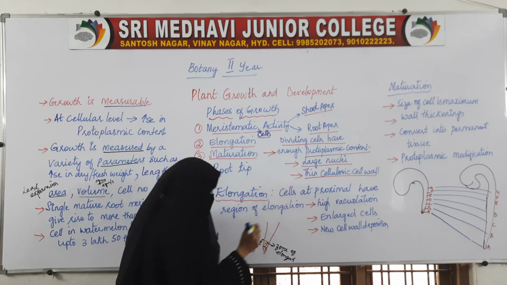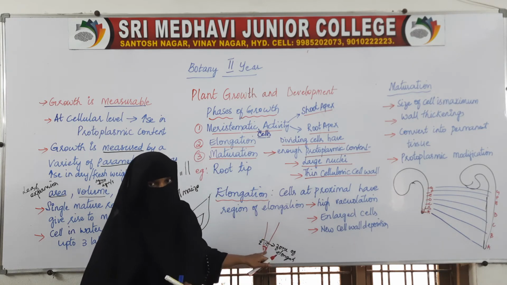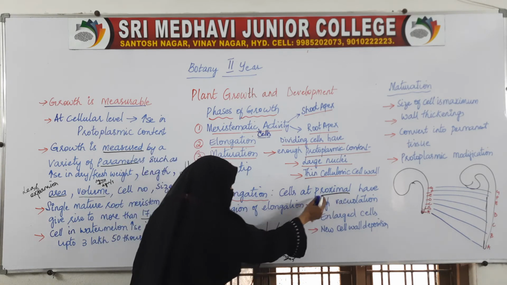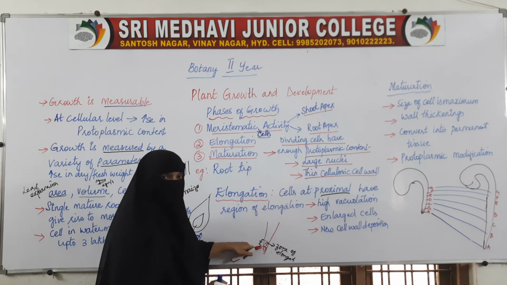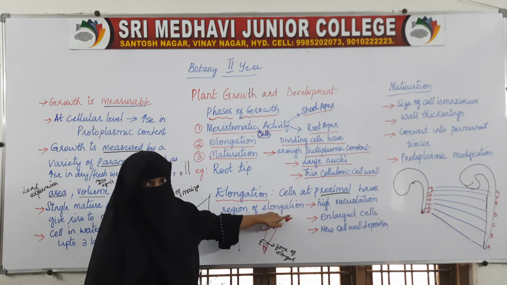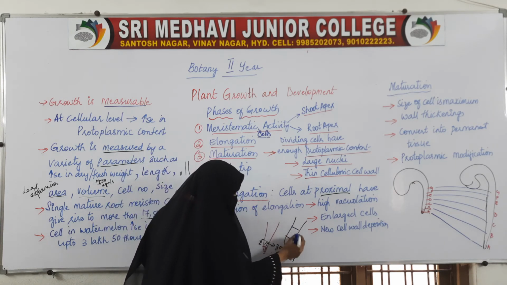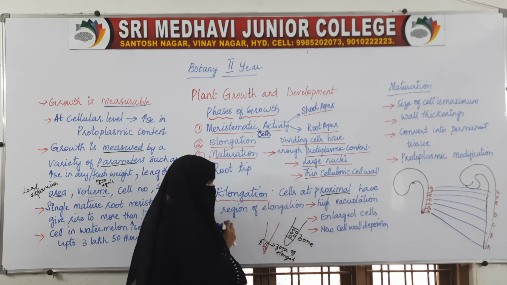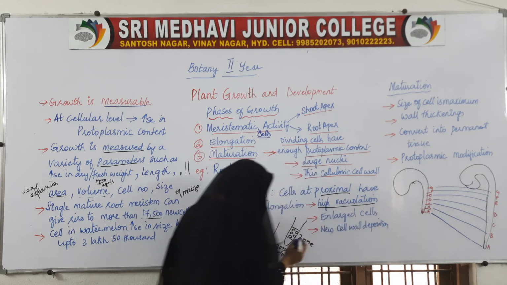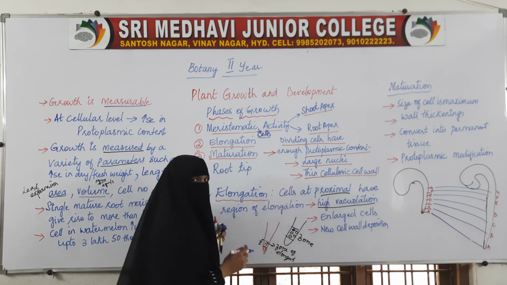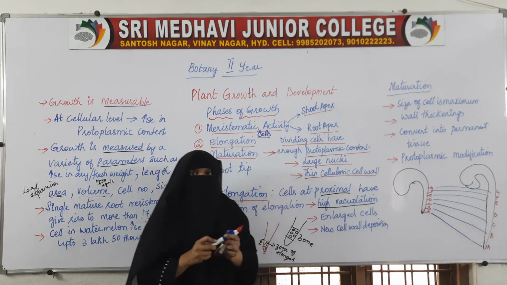This region is called the zone of elongation. Just above the meristematic region, the apical meristems, we have the zone of elongation, and the cells present in the zone of elongation have high vacuolation. Big vacuoles will be present in them.